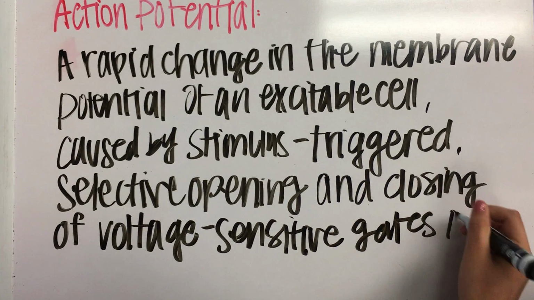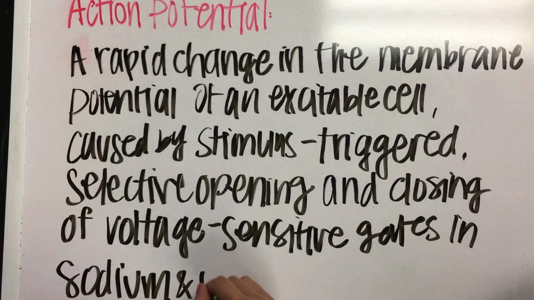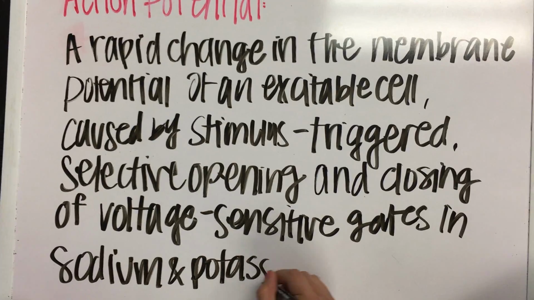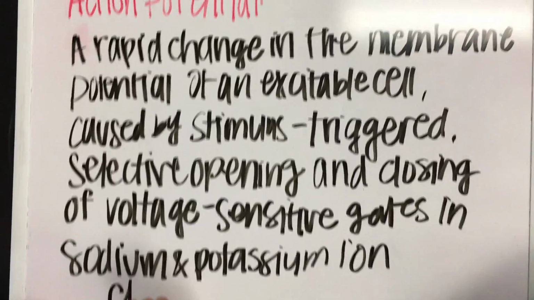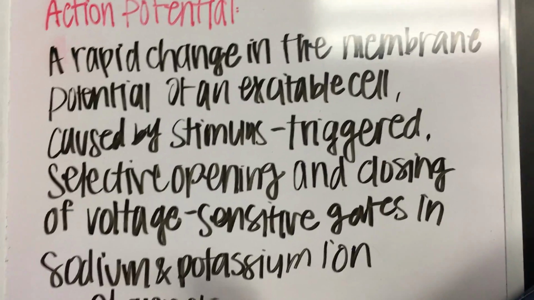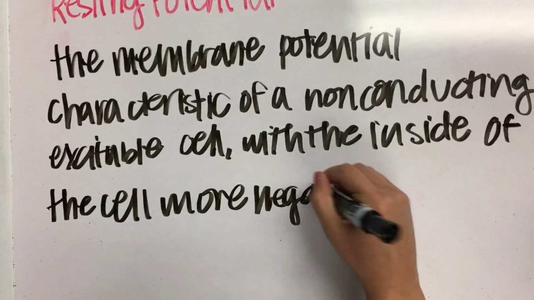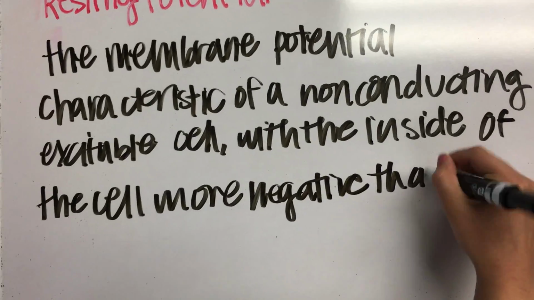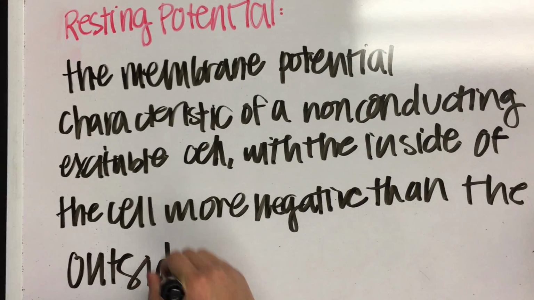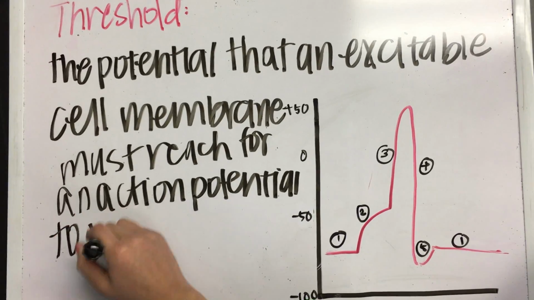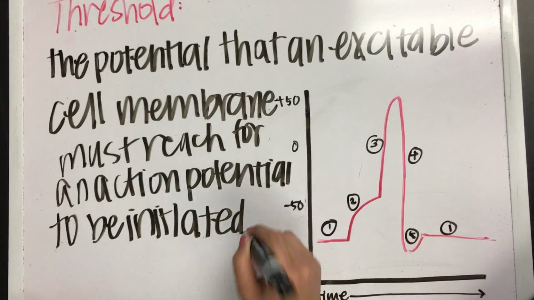Action potential is a massive change in membrane voltage. It results from positive sodium ions depolarizing the membrane. The action potential will occur whenever a depolarization increases the membrane voltage to a certain value, which is called the threshold. Resting potential is the membrane potential characteristic of a non-conducting excitable cell, with the inside of the cell more negative than the outside. The threshold is the potential that an excitable cell membrane must reach for an action potential to be initiated.